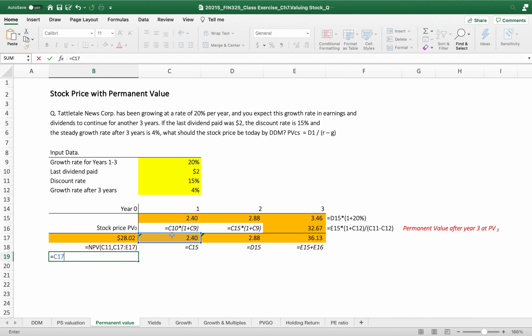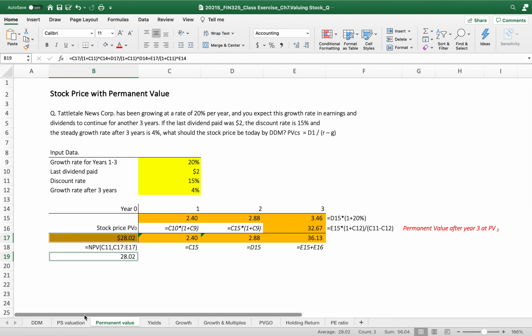That means that we can also calculate it this way: $2.4 discounted by this 15% discount rate to the power of 1, and this 2.88 divided by 1 plus 15% to the power of 2, plus this $36.13 divided by 1 plus the discount rate. Now we need to discount by to the power of 3, right? So that we get the same stock price, the same intrinsic value.